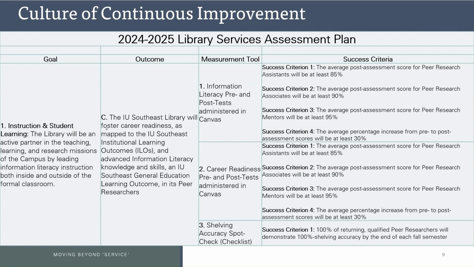And we also gave them 3 different titles depending on rank, and we modeled those after academic titles: peer research assistants, peer research associates, and peer research mentors, basically full rank. And we expect different things of them as they move up.